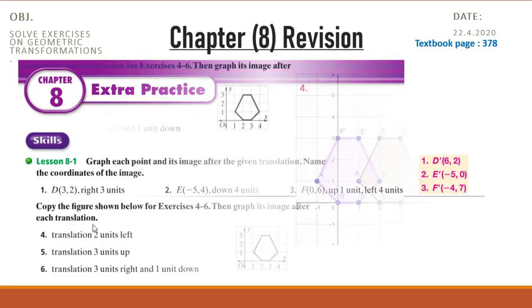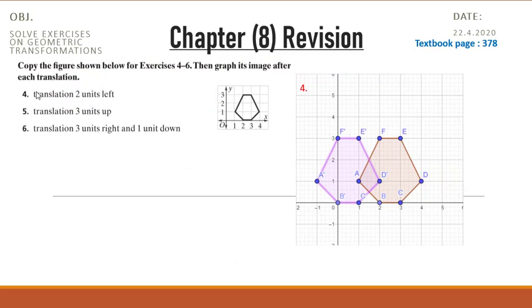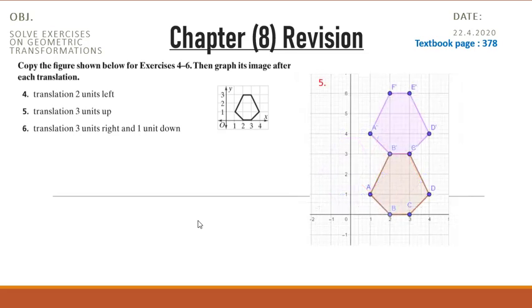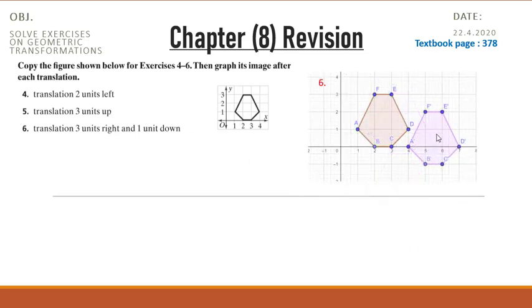In this question, okay, guys, you can do this. You can do the graph by yourself, and when you translate the figure 2 units to the left, you will get this image, and when you translate it 3 units up, you will get this image. And in number 6, when you translate 3 units right and 1 unit down, you'll get this one.